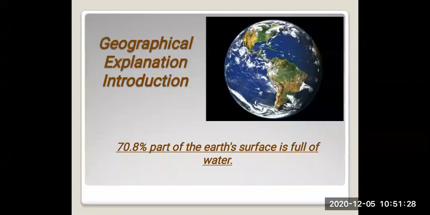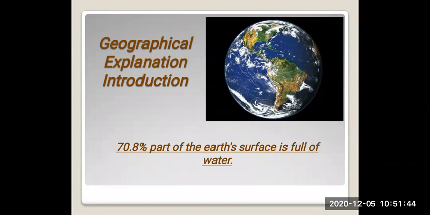Whenever we study the Earth's surface, you have to think that the distribution of water is not equal on the Earth's surface.